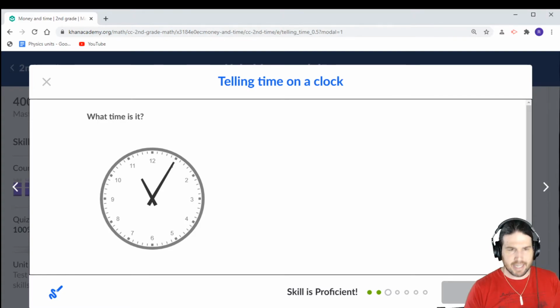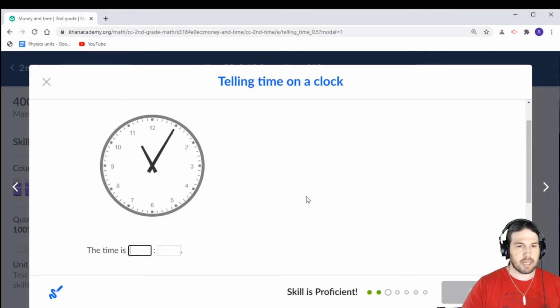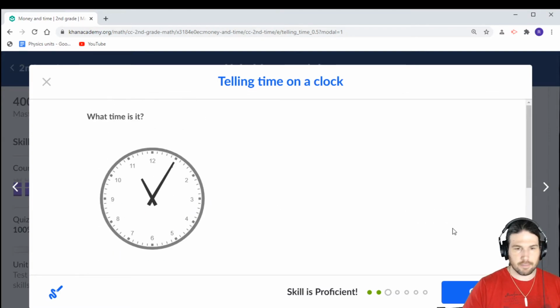So that looks like it is 11:05 to me. The big hand is, or the smaller hand is clearly pointing at the 11. I guess I should call it the hour hand is pointing at the 11, and the minute hand is pointing at 1, which is actually 05. So the time is 11:05.